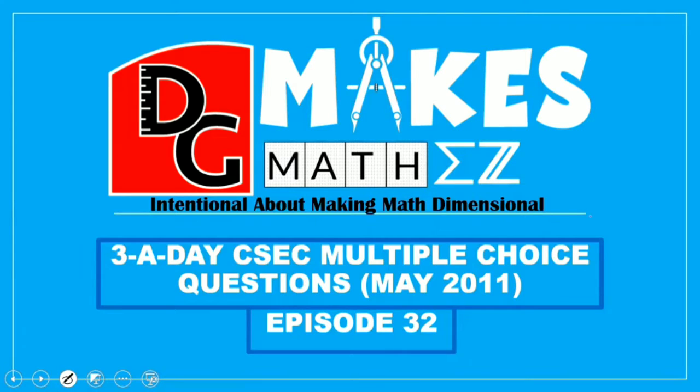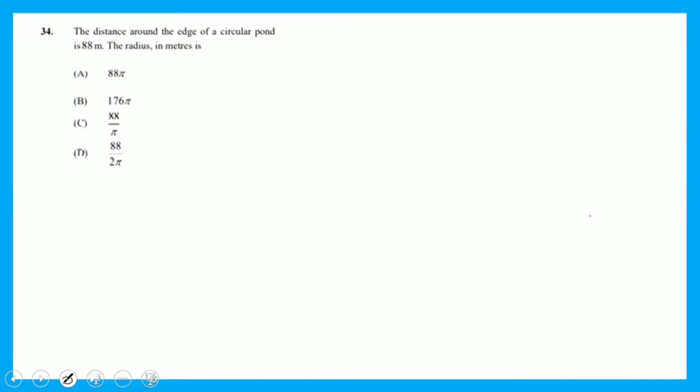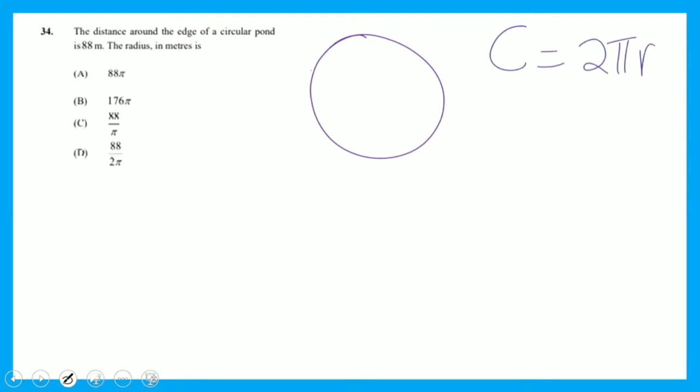All right, so our first question for today deals with the concept of circumference. It says the distance around the edge of a circular pond is 88 meters. Now, once you hear distance around the pond, around the edge, you immediately think circumference. And immediately you also start thinking of the circumference formula. So whether you're going to use it or not in the question, let all of these things come to the front of your brain. Okay?